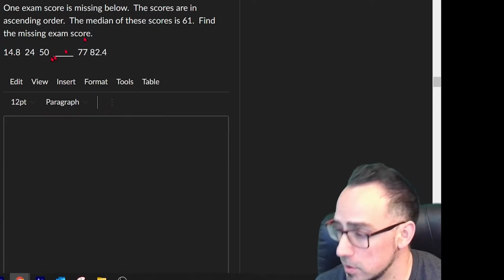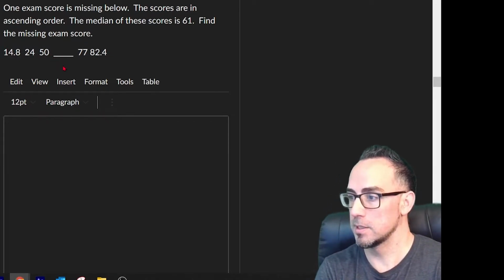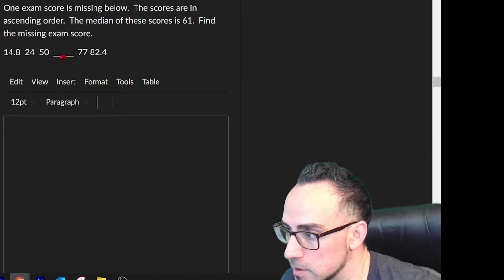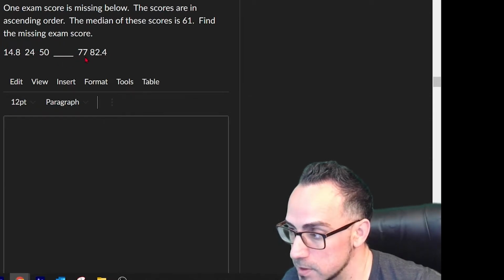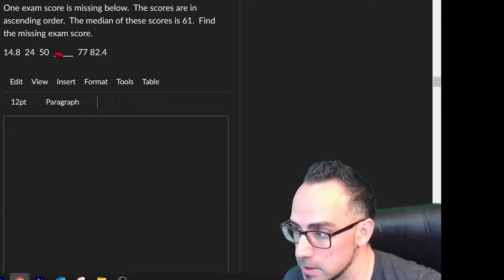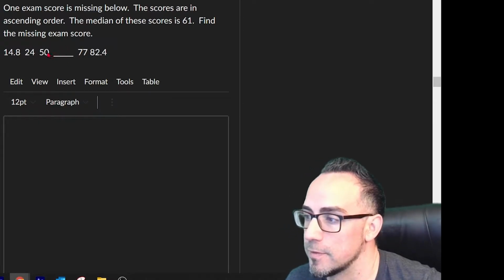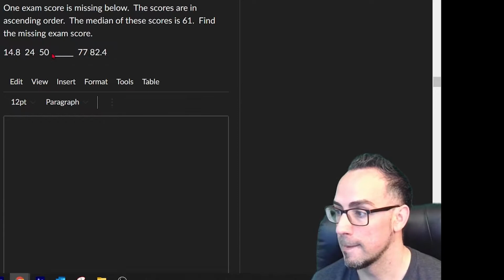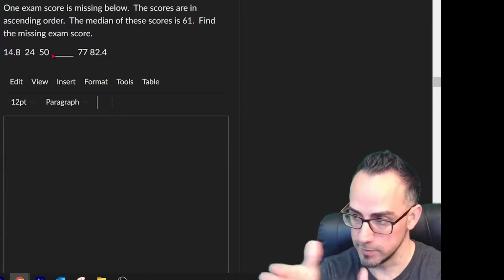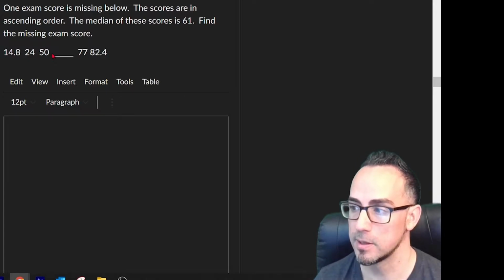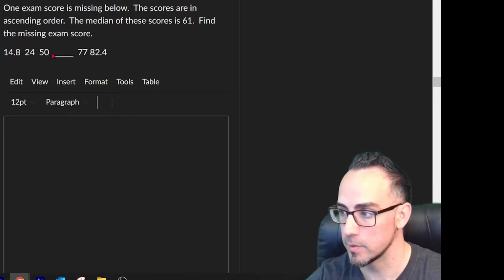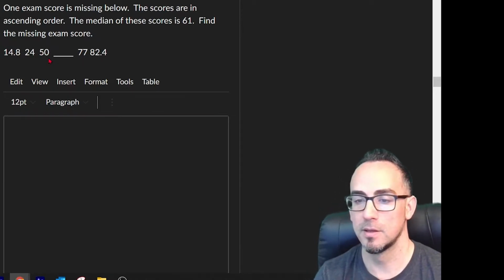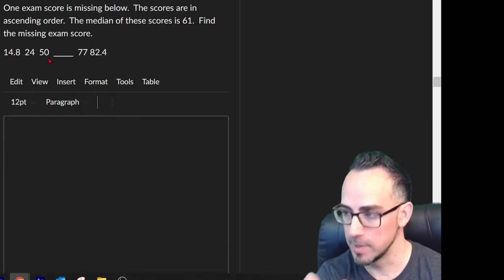So look, notice that the data is in ascending order. So that means that this underlined value is bigger than 50 and smaller than 77. So this unknown value, let's call it X, and 50, those are the middle two values. Do you see that? Another thing to notice is there's an even amount of data. 3 on the left, 3 on the right, including the underlined, missing value. For an even amount of data, the median is the mean of the middle two values.